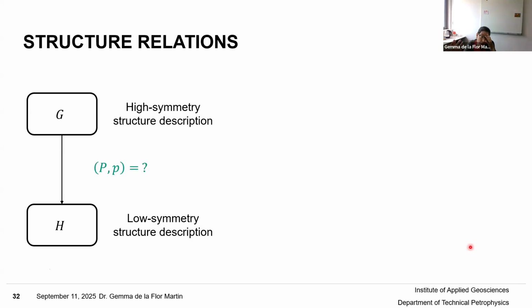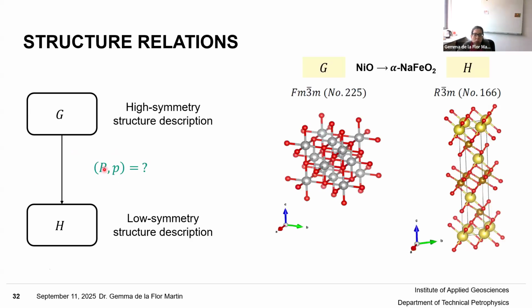So in the server, we have a program called structure relations, which is also available in this structure utility section, that can characterize group-subgroup relations between structures with either the same or different compositions. As input, the user provides the high and the low symmetry structure descriptions, and in the output, among other things, the program provides these transformation matrices. As an example here, we can consider these two structures, and if you introduce them in the program, it will provide you the transformation matrices relating them.